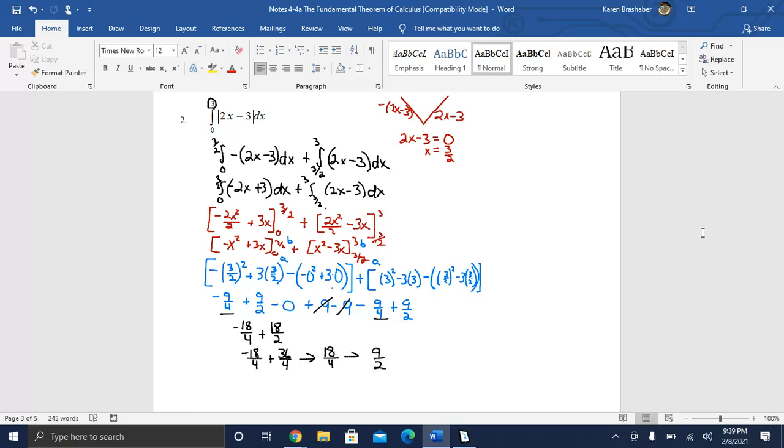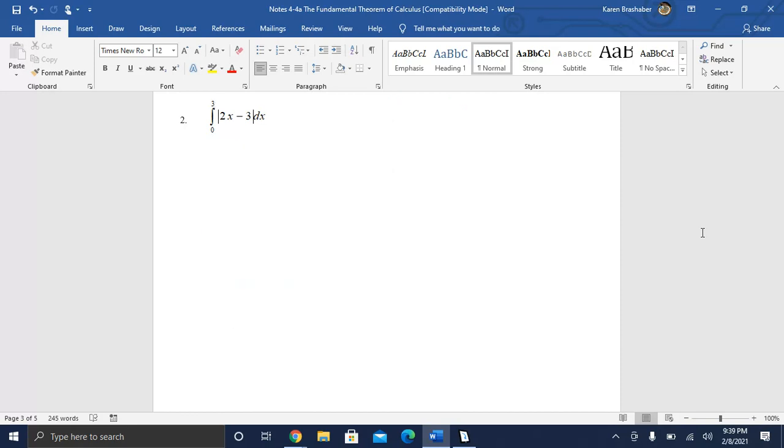So the area under the absolute value 2x minus 3 would be equal to 9/2 when you're evaluating it from 0 to 3. All right, I'd like to move on and do a trig problem with you. So just a little reminder about how those trig functions will work.